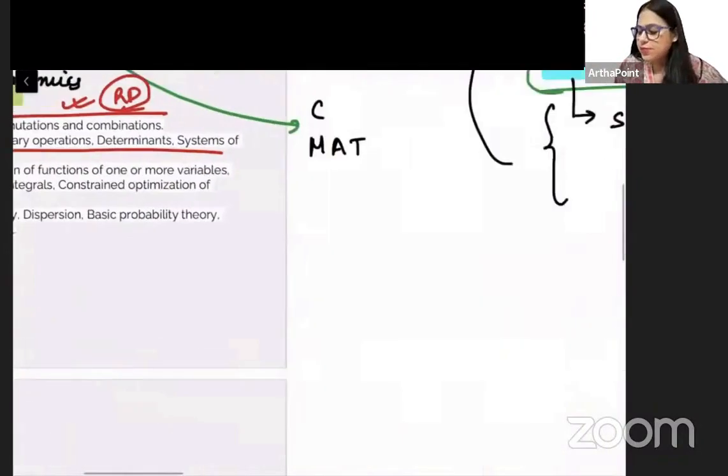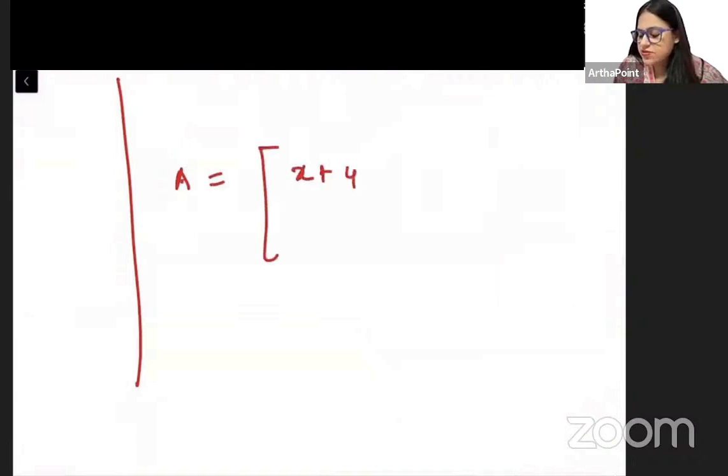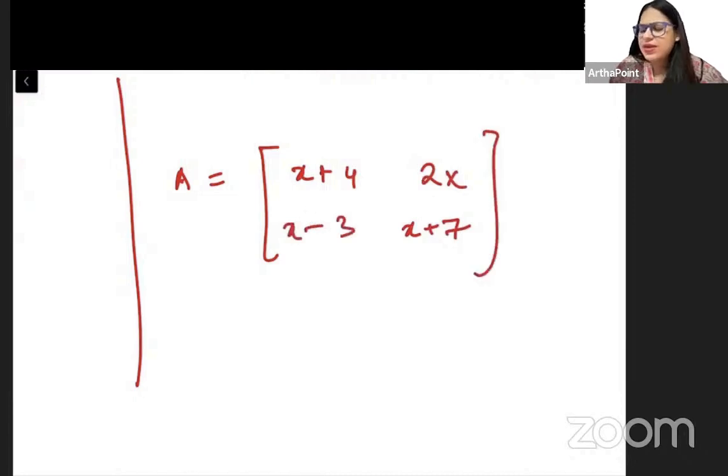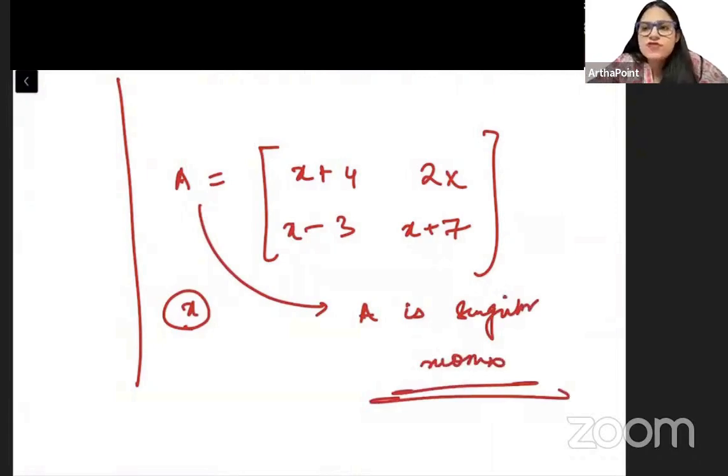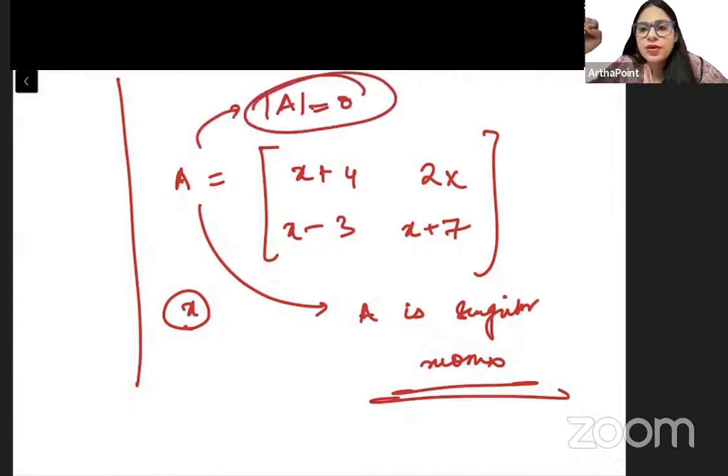Just for example, if I give you a matrix, say x plus 4, x plus 7, 2x, x minus 3. I have given you some matrix. And I ask you, tell me the value of x such that A is a singular matrix. So you need to just find the value of x by putting the determinant of A as 0, right?